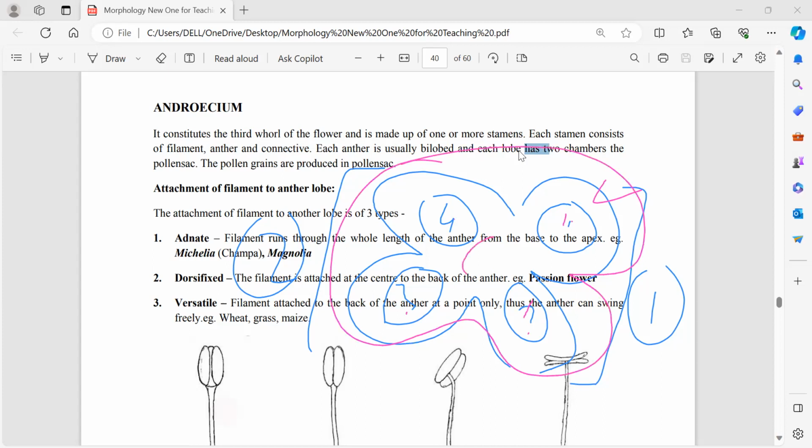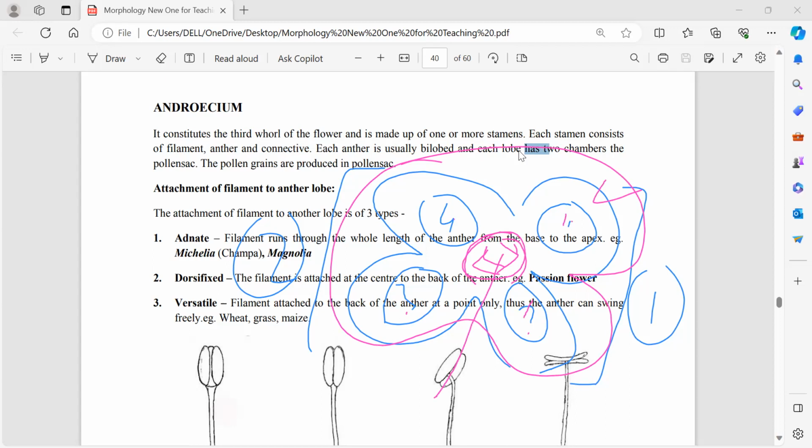And in the middle there is a tissue that is not involved in formation of pollen grains. This tissue is the continuation of the filament, the stalk of the stamen. This tissue is called the connective, and it provides the vascular supply, water supply, and mineral supply to this growing, maturing anther.